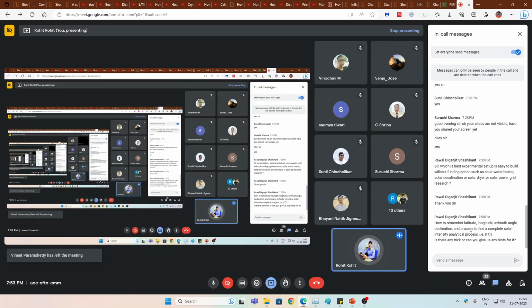Okay, so there is a question from Raval. He said, how to remember latitude, longitude, azimuth angle, declination, and the process to find a complete solar intensity analytical process? Is there any trick or can you give us any hints for it? So yeah, Raval, basically you need to understand these angles.